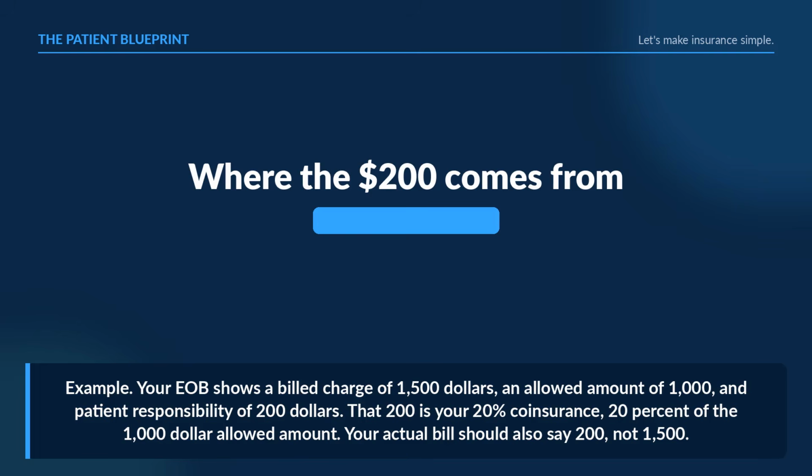Your EOB shows a billed charge of $1,500, an allowed amount of $1,000, and patient responsibility of $200. That $200 is your 20% coinsurance, 20% of the $1,000 allowed amount. Your actual bill should also say $200, not $1,500.